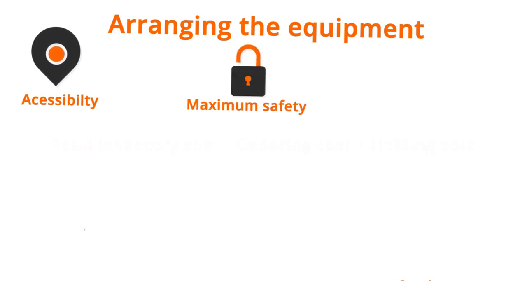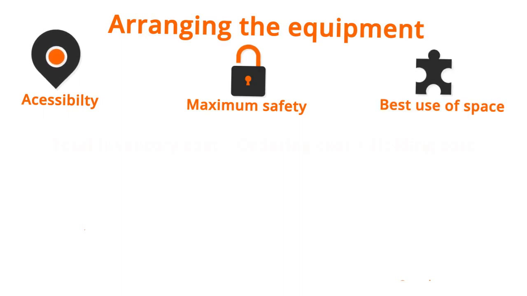Let's take a look at arranging the equipment. What are the factors we need to consider when arranging our equipment in our production facilities? First of all, accessibility. Is it easily accessed? Secondly, maximum safety. The equipment should be set up in a way that it offers no danger to any of the employees or staff. Thirdly, best use of space.